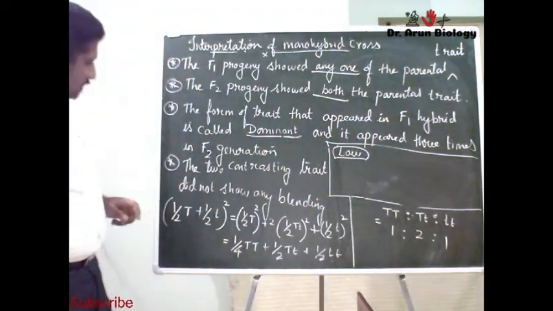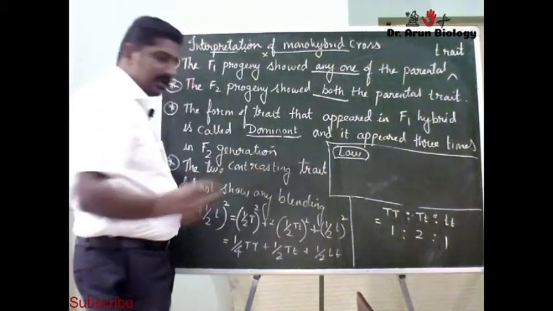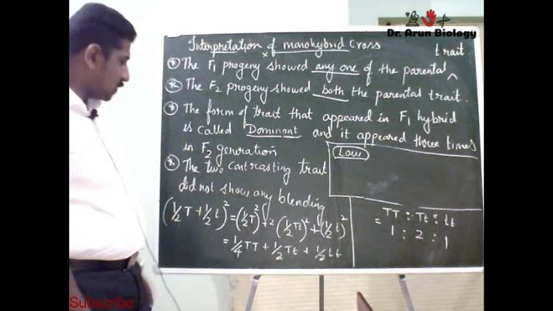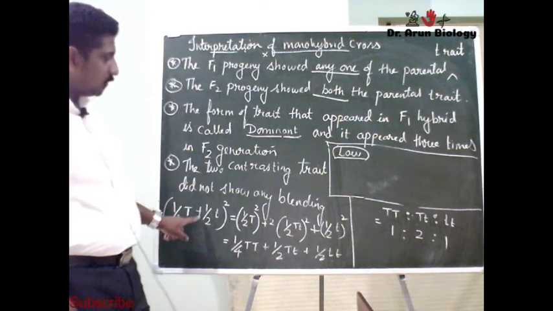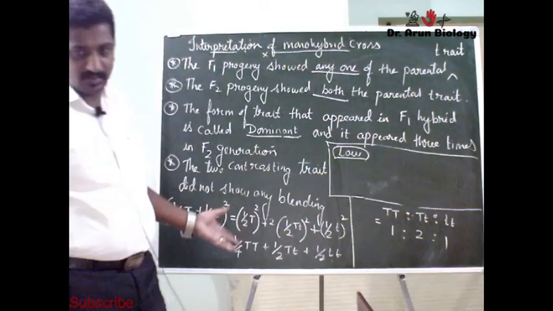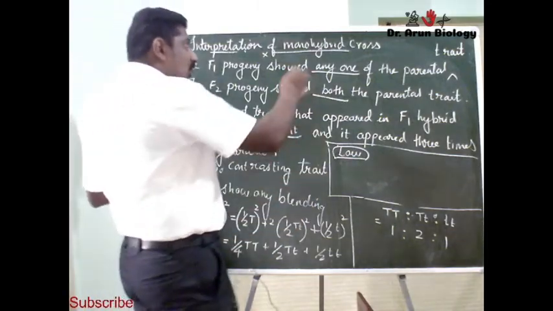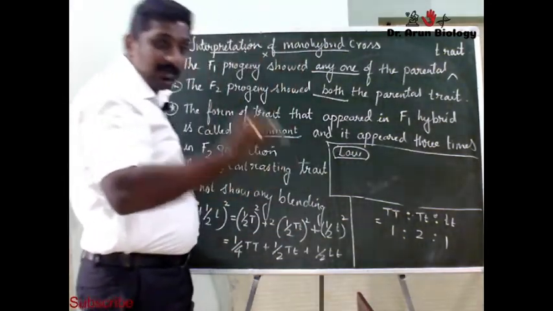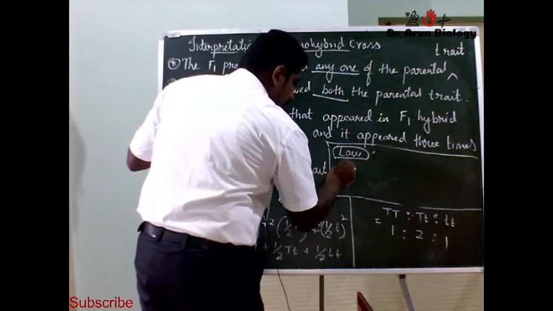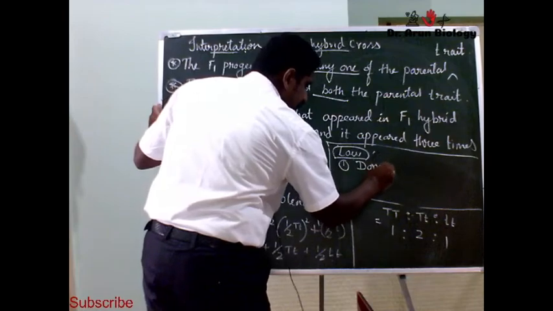So what is the last inference? The two contrasting traits did not show any blending, that is as per the second law of genetics. Mathematically, taking the gametes, we have got the ratio as 1:2:1. I don't want to explain this. The (a + b) whole square formula is obtained. So what is the law framed only based on monohybrid cross? The first law is called the law of dominance.